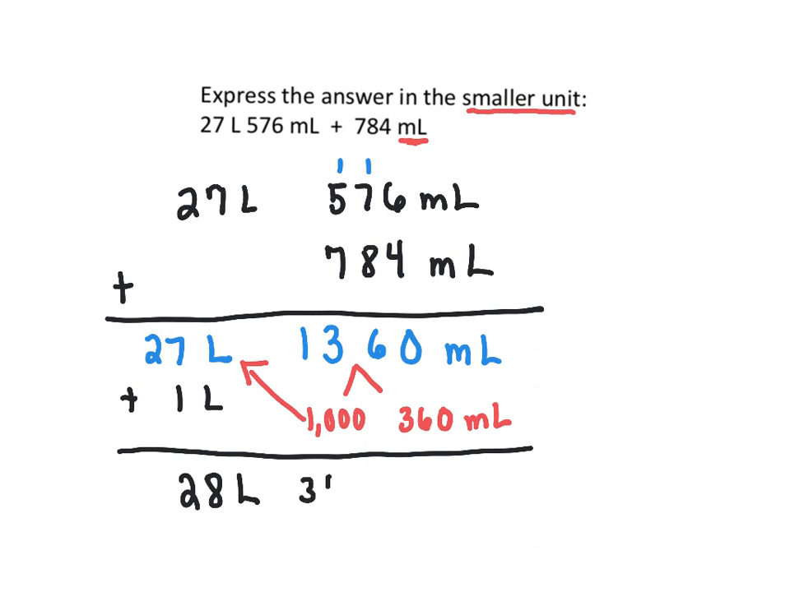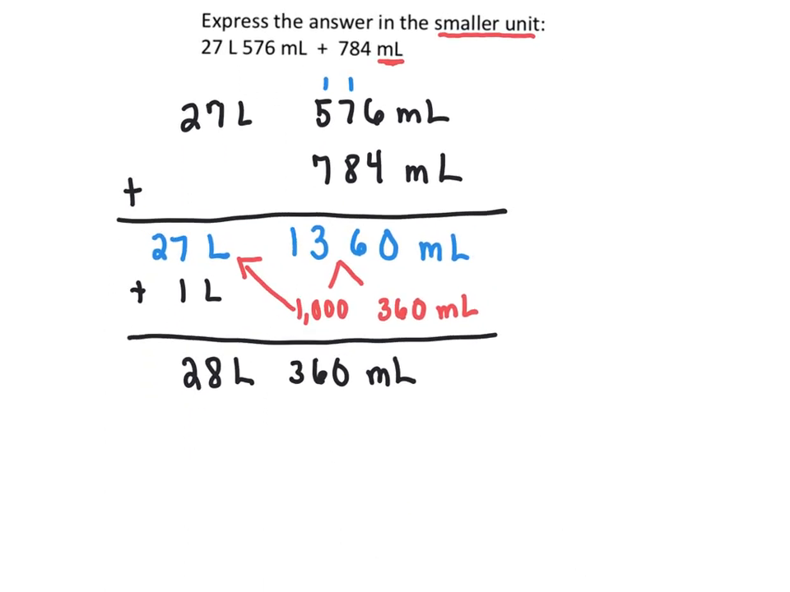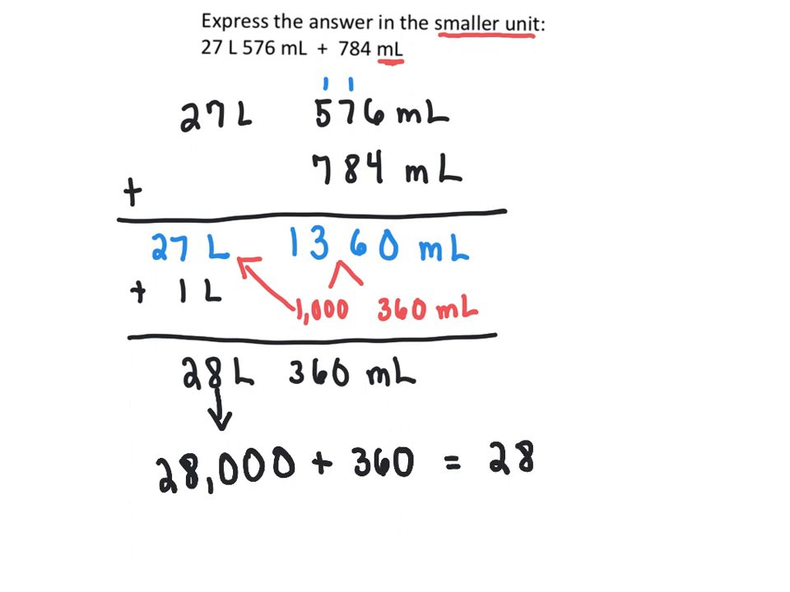and 360 milliliters. But that's not answering my question. I now have to take this and make it into a smaller unit. So let's take this one and put it back into milliliters. Going liters to milliliters, we multiply by 1,000. So 28,000 plus your extra milliliters, 360, gives us 28,360 milliliters. So there you go.